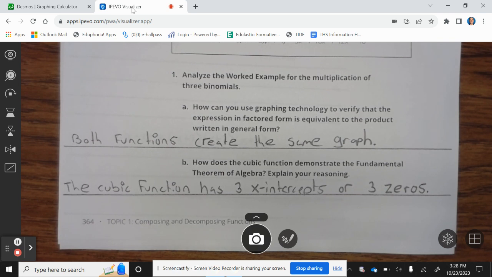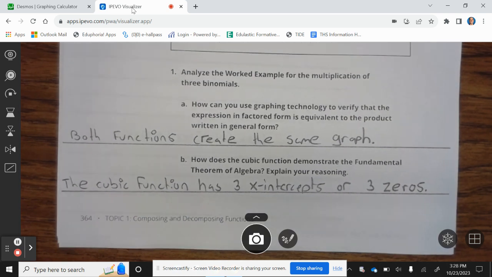How does the cubic function demonstrate the fundamental theorem of algebra? Explain your reasoning. The cubic function has 3 x-intercepts, or 3 zeros. All right, let's take a look at the next page.